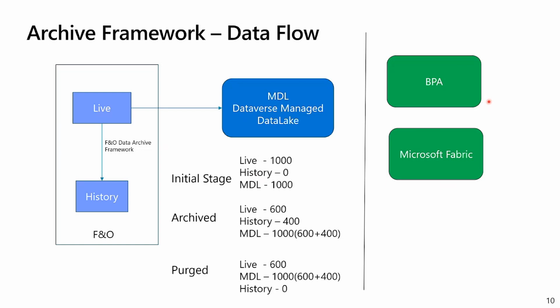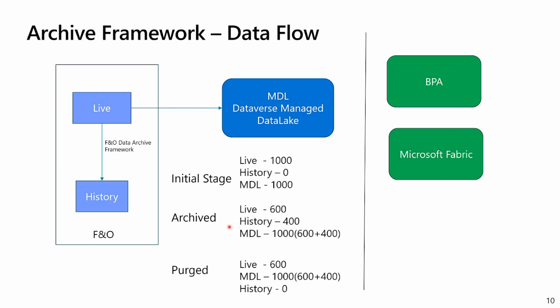Now if you look at the math here, initially you had 1,000 records in an FNO table, and the history table has 0. Now you want to do archiving. What we do is keep the 1,000 in your live and replicate that 1,000 in Microsoft Managed Lake. So you have 1,000 in live and 1,000 in Microsoft Managed Lake. That's the initial state. And based on your archive rule, say you want to archive 400 rows out of 1,000.